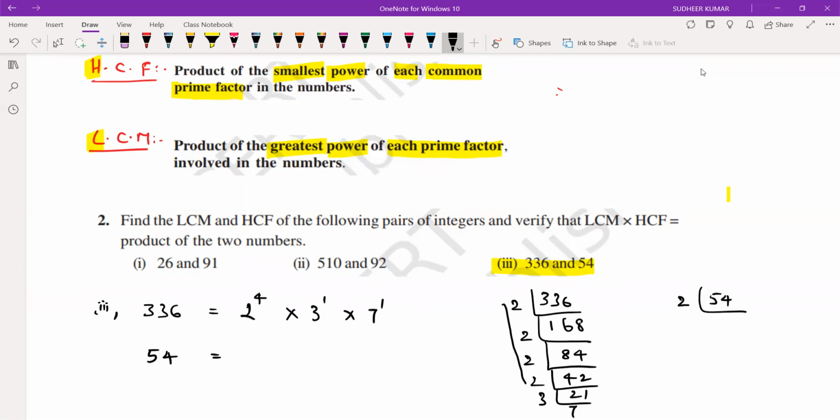And next, find the prime factors for 54. What will you get? 2 times 27, 3 times 9, 3 times 3, and 3. That's it. So 54 is 2 power 1 into 3 cube.